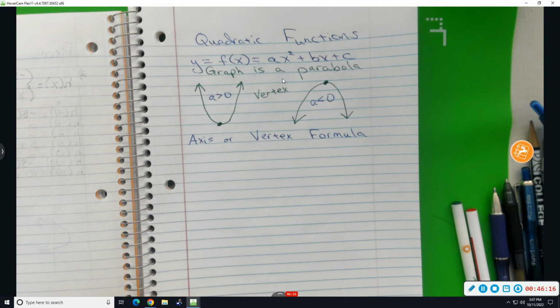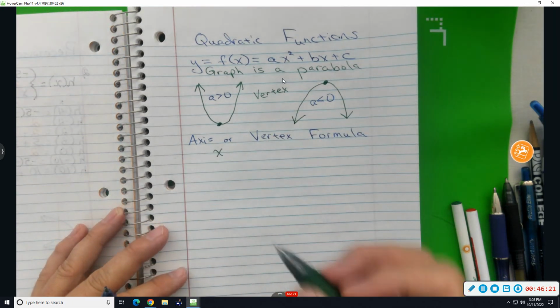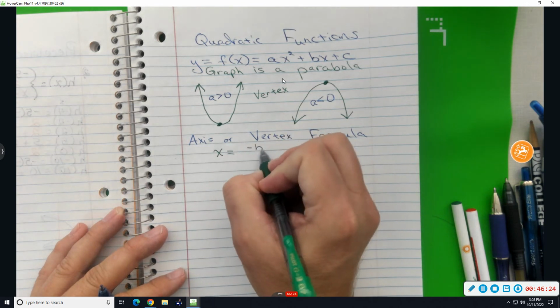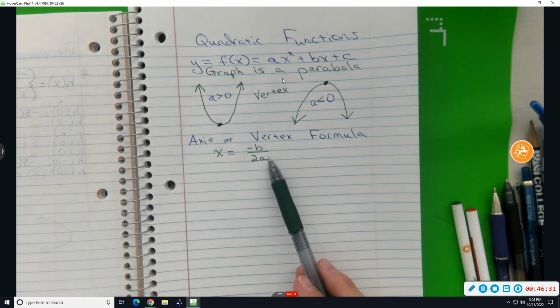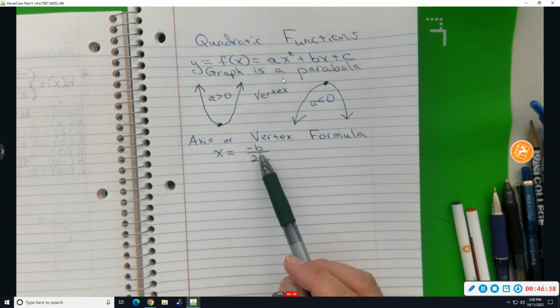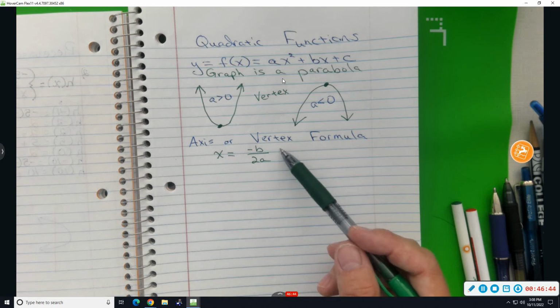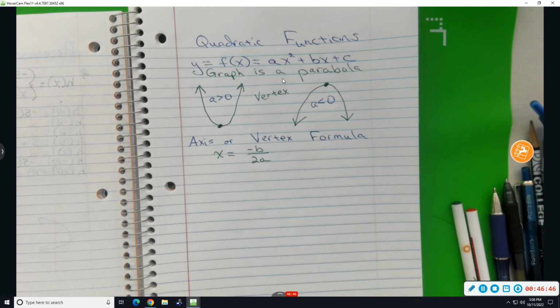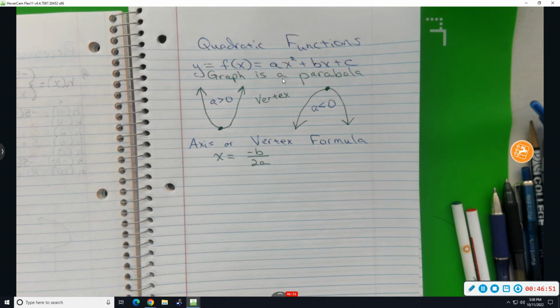The vertex will always occur at the ordered pair with the x value equal to negative b over 2a. And there's an easy way to remember that vertex or axis formula. It sort of starts to look like the quadratic formula. It's a negative b. It doesn't have all that messy plus minus square root of b squared minus 4ac all over 2a. It's just negative b on top and the 2a on the bottom.